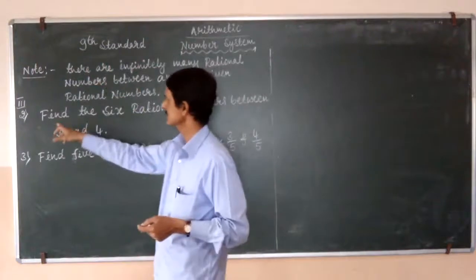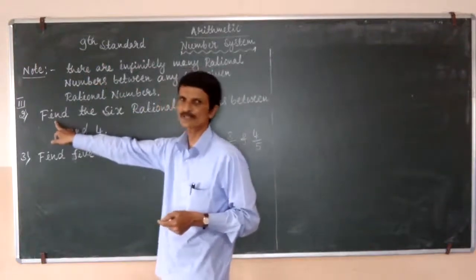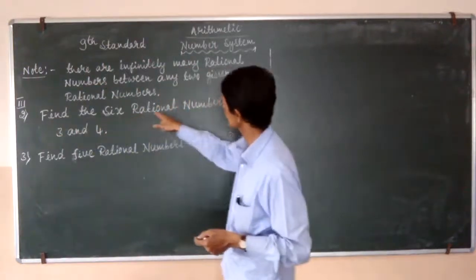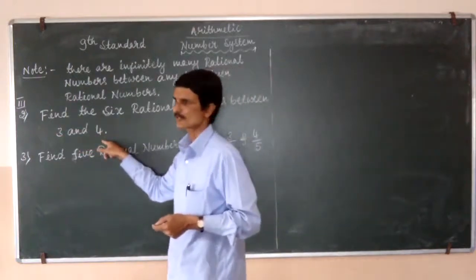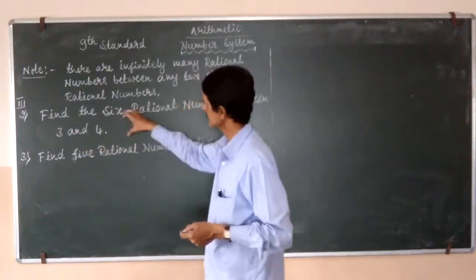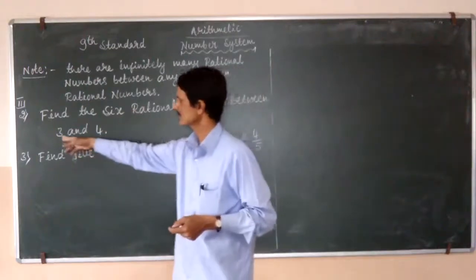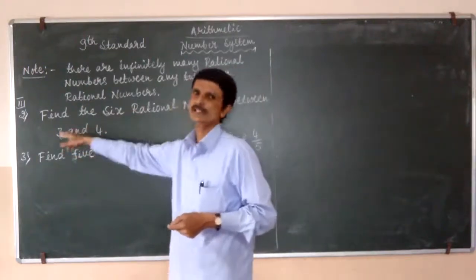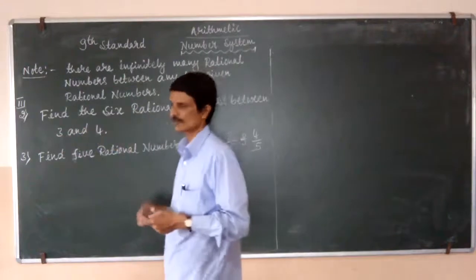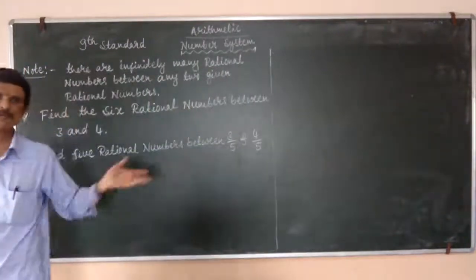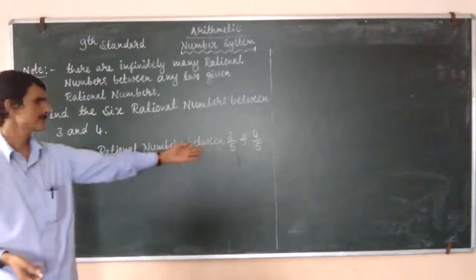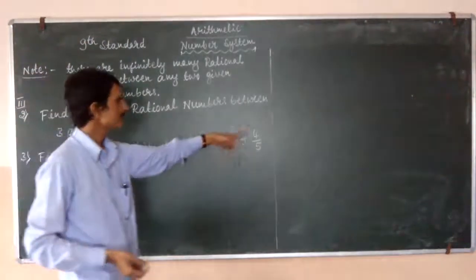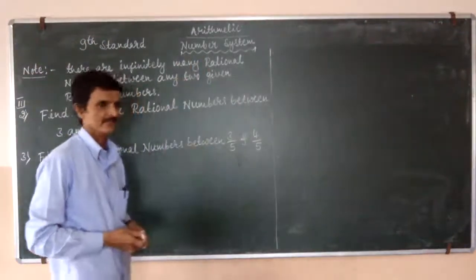Students, now similarly you have to simplify this problem, the second problem. Find 6 rational numbers between 3 and 4. Here you have to write only 6 rational numbers, but infinitely many rational numbers are there in between 3 and 4. Now we shall see the next problem. Find 5 rational numbers between 3 by 5 and 4 by 5.